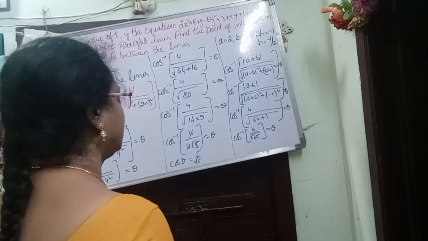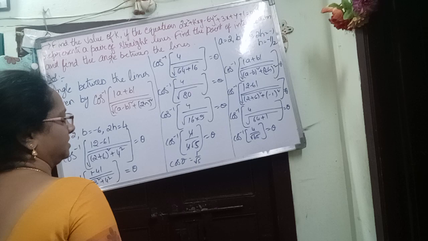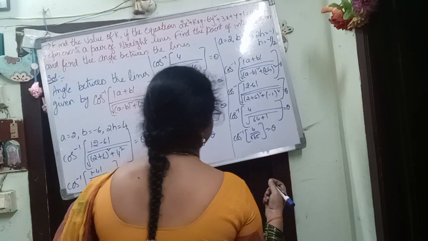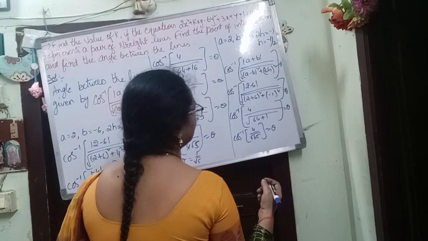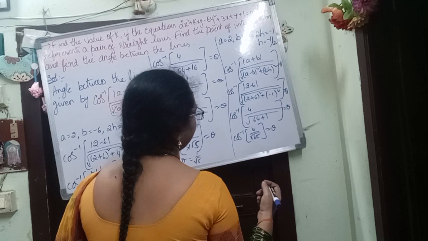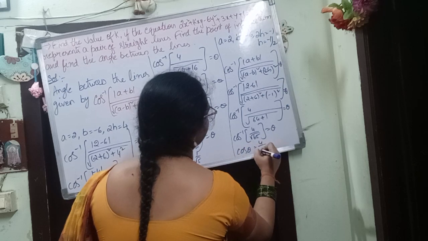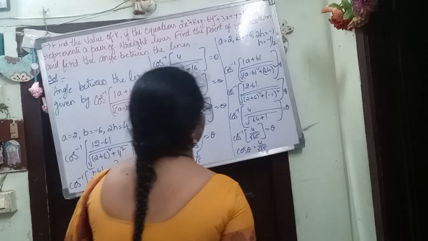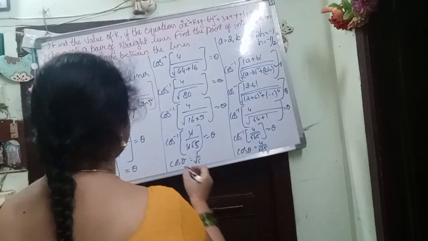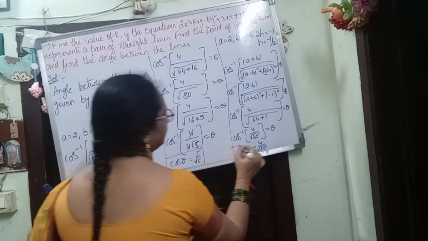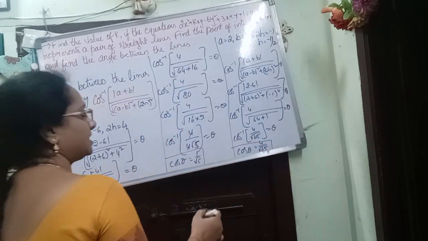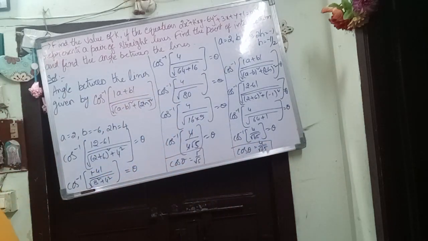Correct? 65, 13 5s are 65. So you will get that cos theta equals 4 by root 65. If you do any other calculations, you will get only that. No squares are available in that root. Okay, those are the things we have to find.